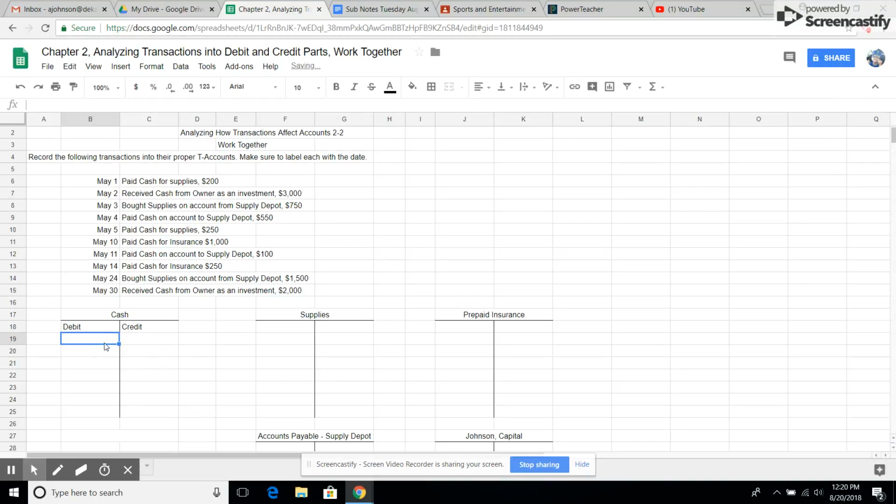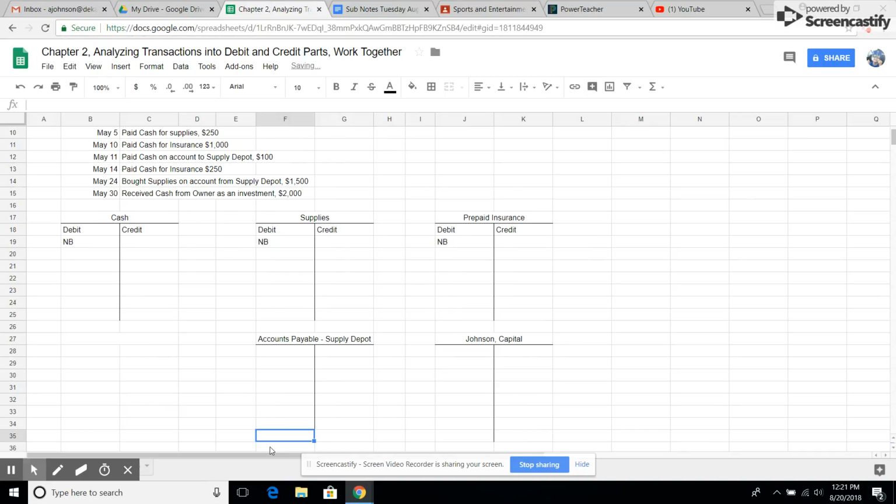Cash is an asset, so it has a normal balance on the debit side. If we go over here to supplies, we're going to have debit, credit, and supplies is an asset, so we are going to have a normal balance on the debit side. Prepaid insurance, debit, credit, and prepaid insurance is also an asset, so a normal balance here on the debit side.